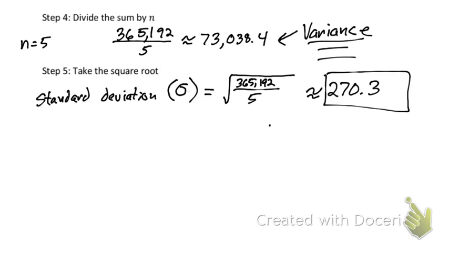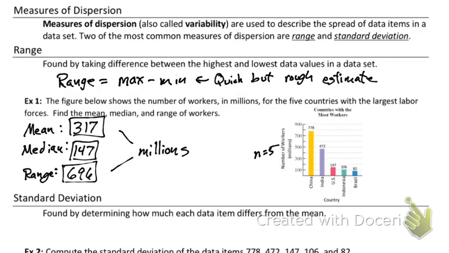In other words, the least consistent it is. So 270.3, that's 270.3 million. That means you're varying about 270.3 in either direction of the mean. That's a pretty big number, and it reflects our data. Our data is kind of all over the place.